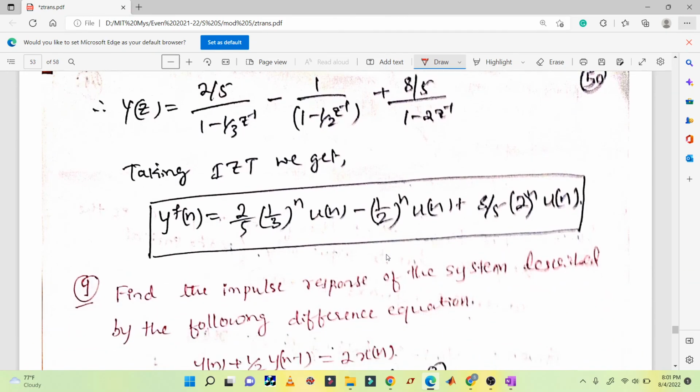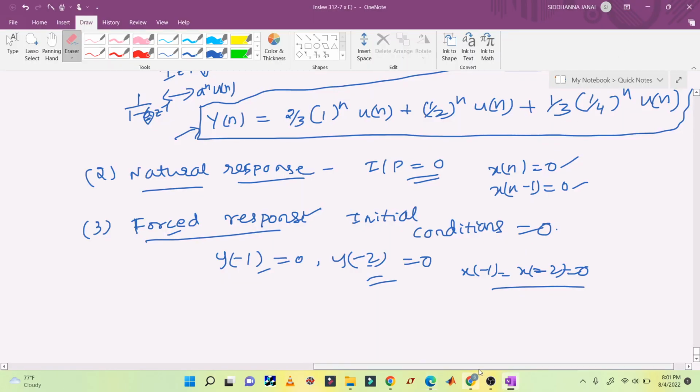Okay, so tomorrow we will solve another two problems, that is problem number 9 and 10, and that will complete your Z transform syllabus. Is that clear?